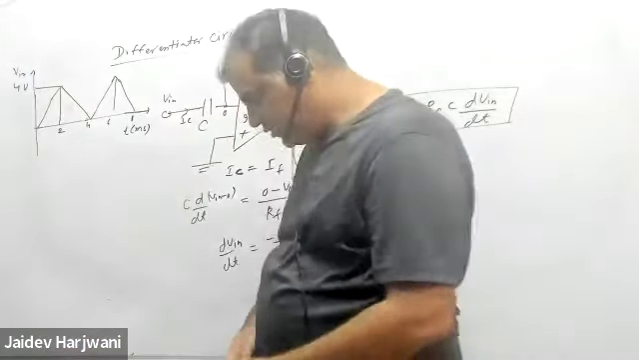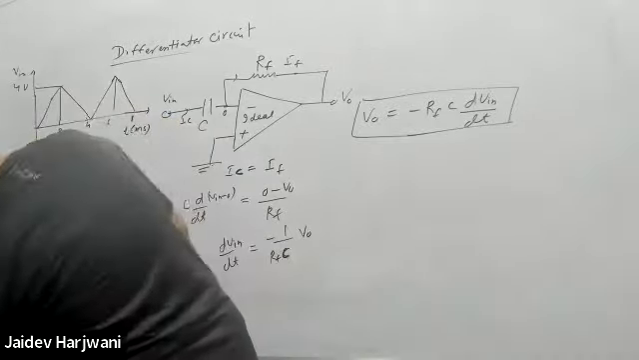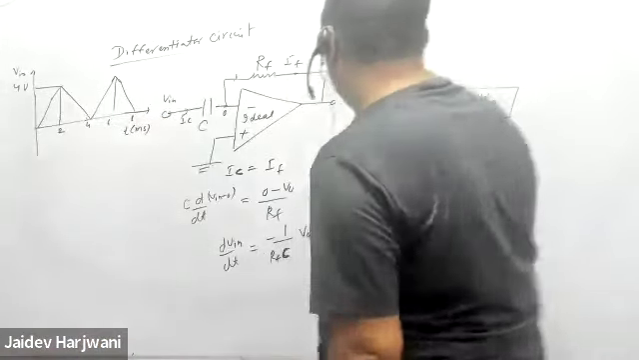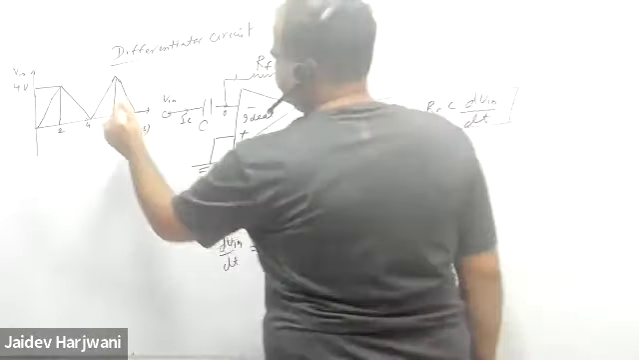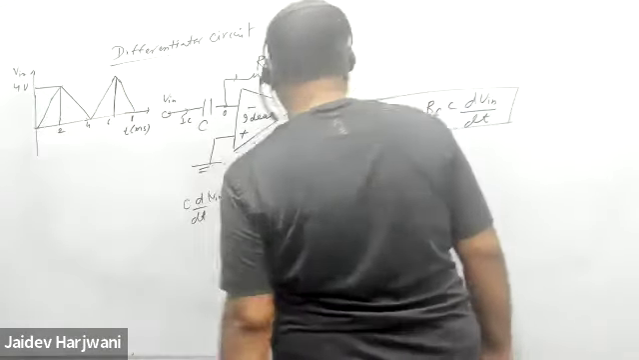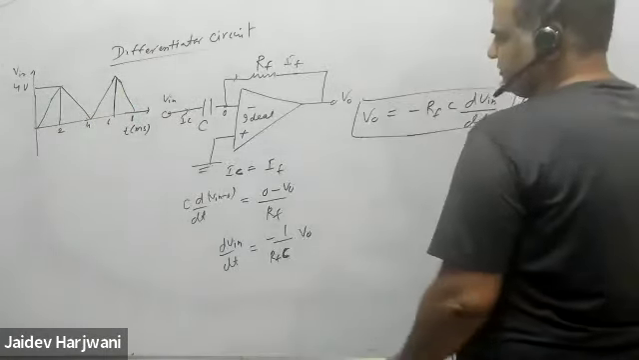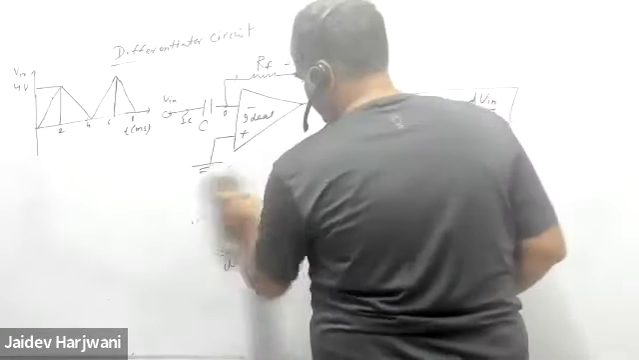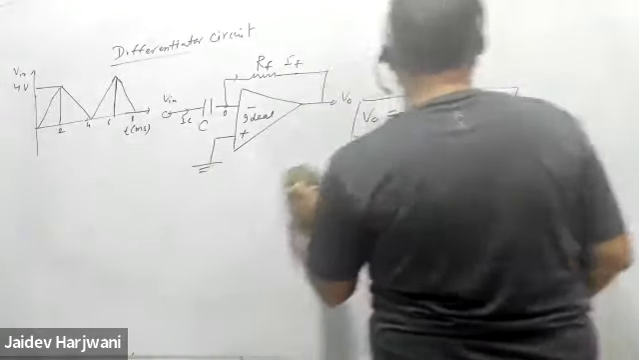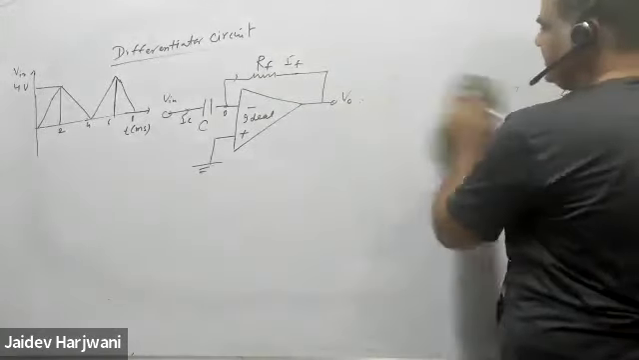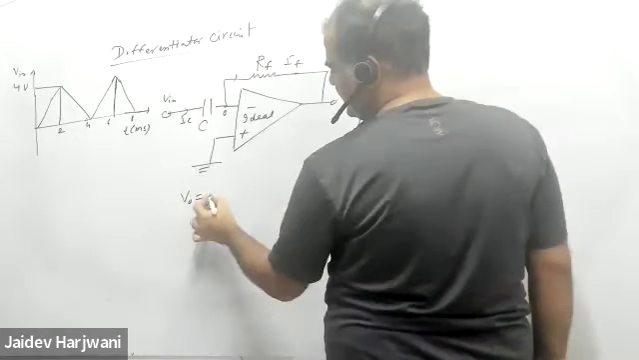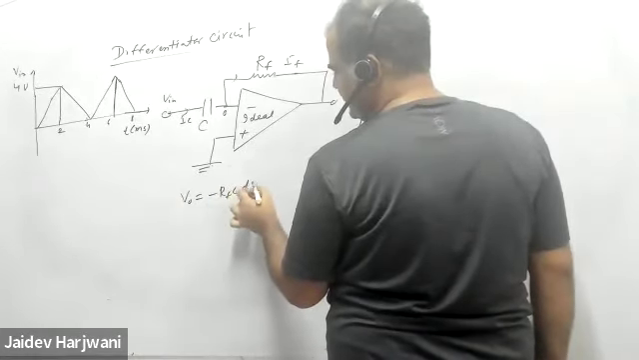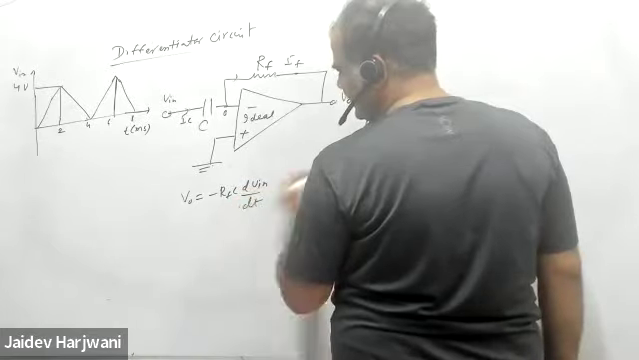Now you have to find the output signal. So let us find the output. Output is basically V naught equals minus RFC dV input by dt.